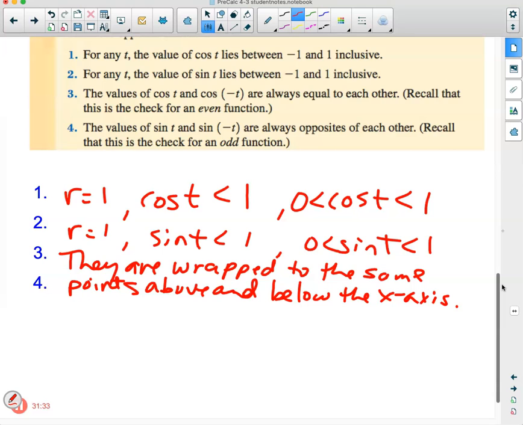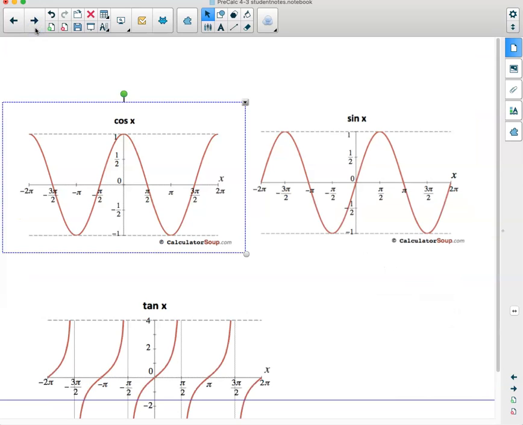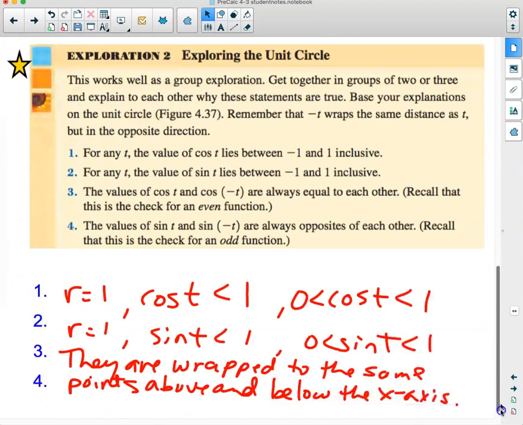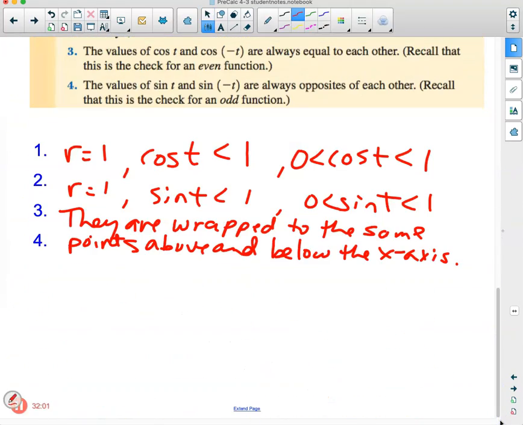Not so for sine. So here's sine. If I put in pi over 2, I get a positive 1. If I put in negative pi over 2, I get a negative 1. They're opposites of each other. So again, with the graph, you can see that. But how to explain that in terms of the wrapping? They are wrapped. This time it's not going to be the same. They are wrapped to points above and below the x-axis.